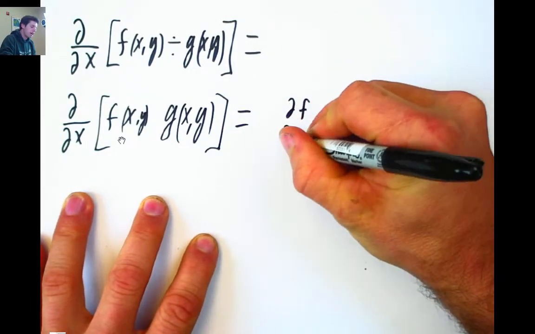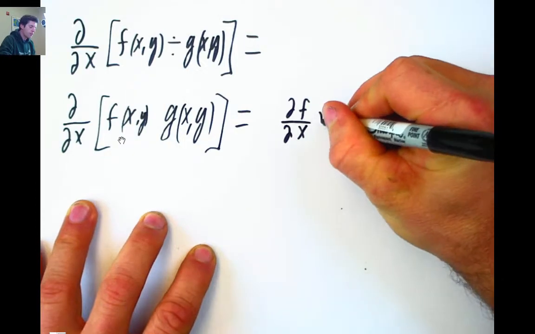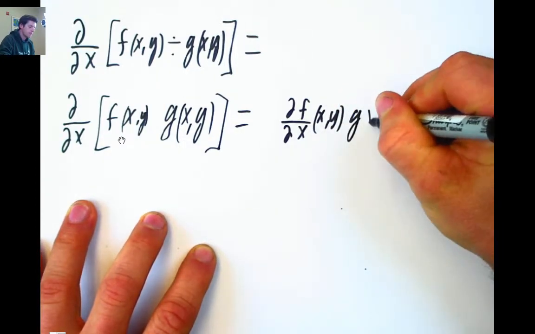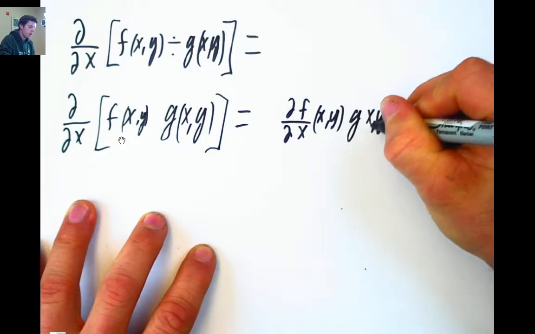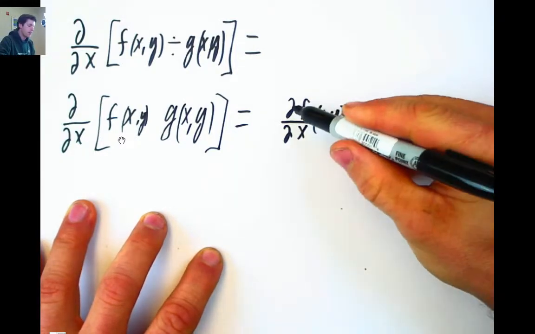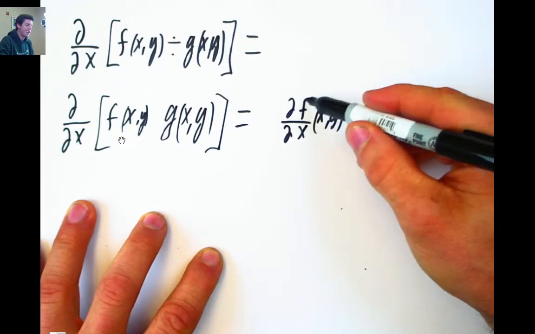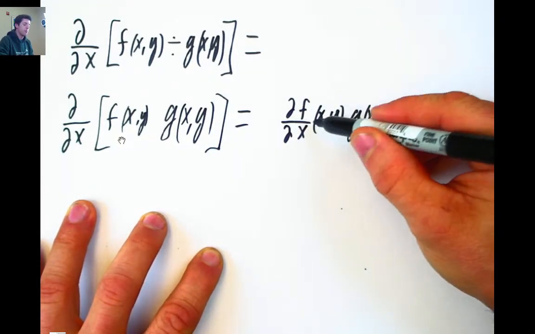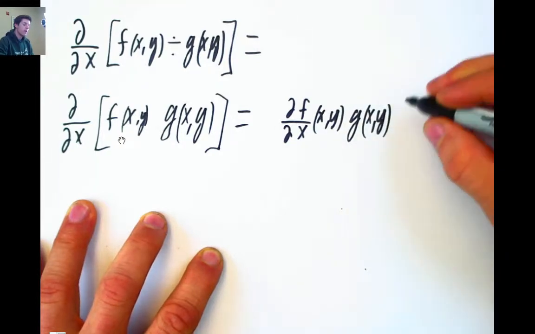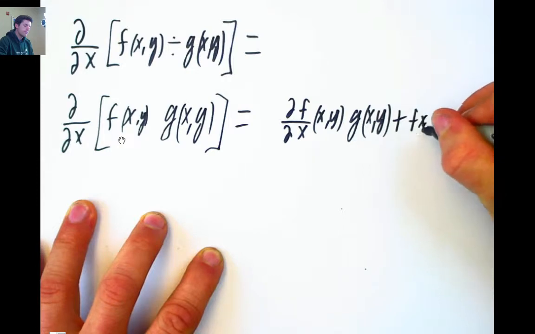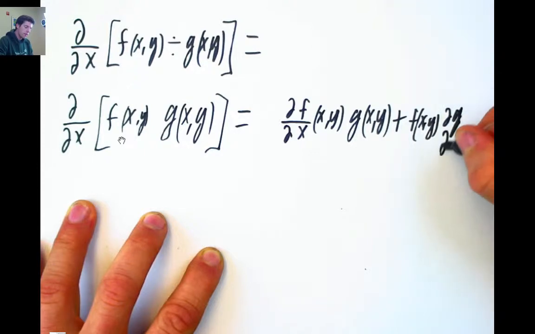df/dx, evaluated at x and y, times g. Now, I write the df/dx this way so it's clear that the d/dx is only acting here on the f. It is not meant to go over and hit the g. Plus the first times the second. The derivative of the second, rather, dg/dx.